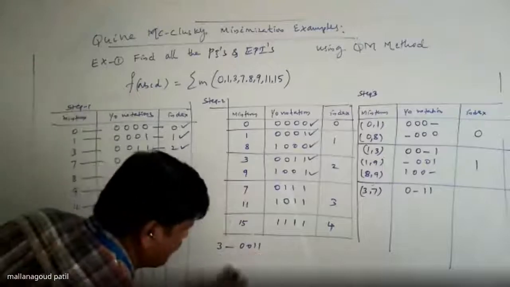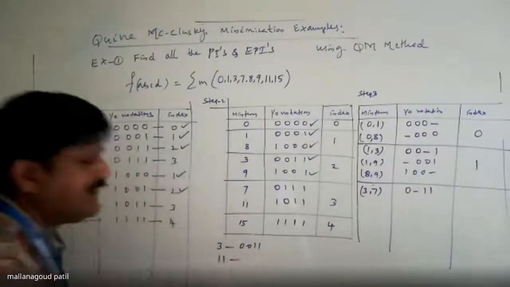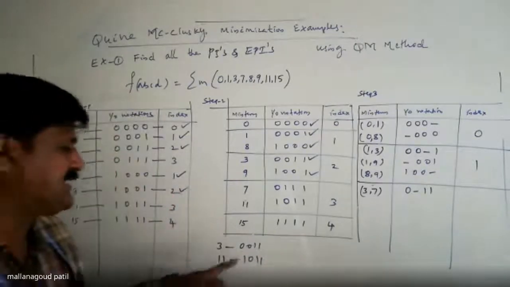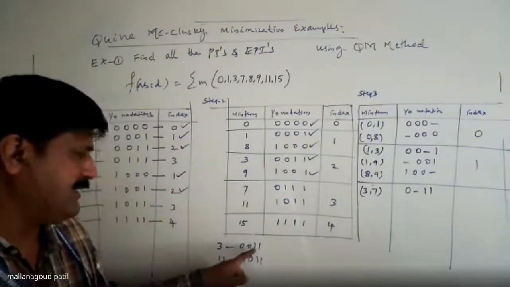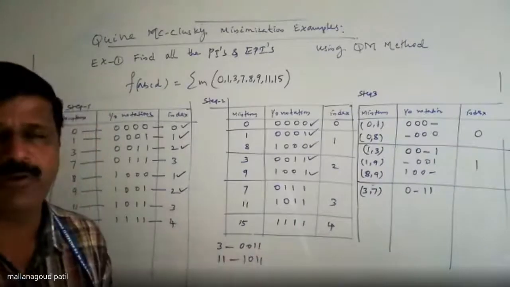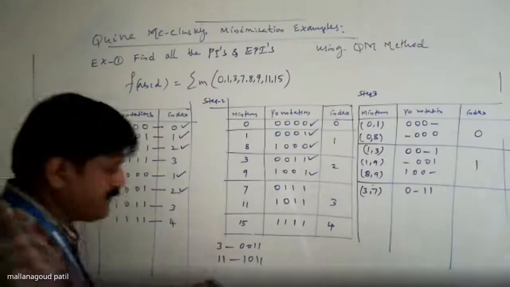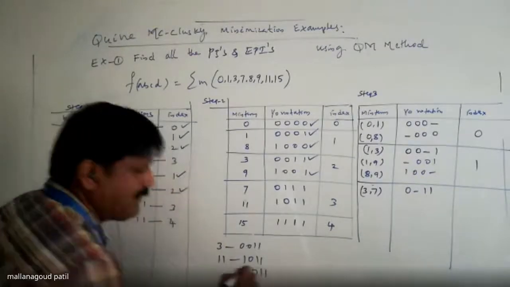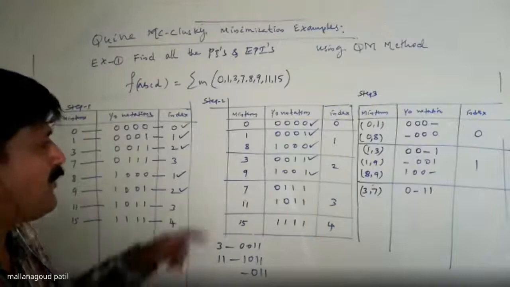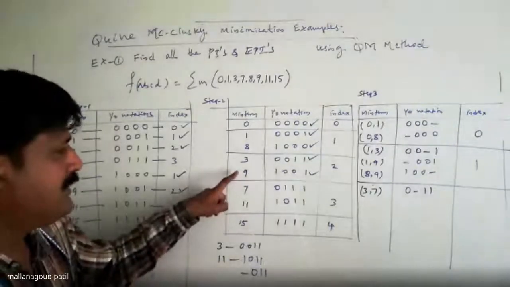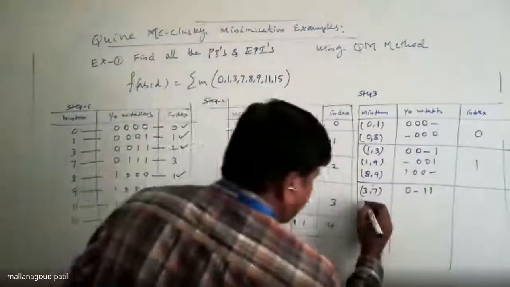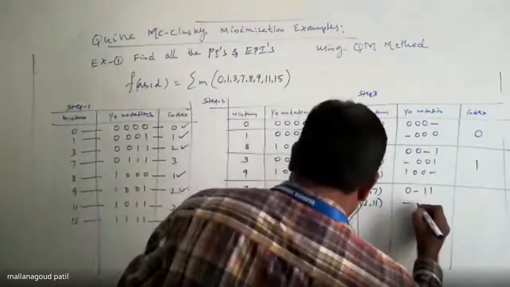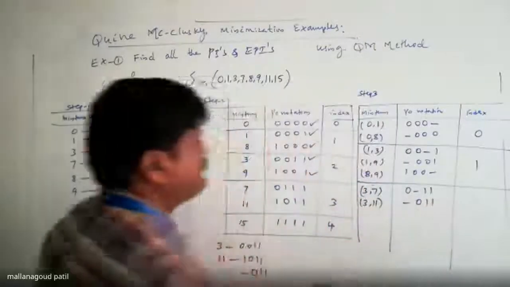Similarly, I can go for 3 and 11, since 3 and 7 is over. 3 and 11. The 11 representation will be 1, 0, 1, 1. Check it. Is it logical adjacent? Yes. Second, third, fourth bit is same for 3 as well as 11. Only the first bit differs. Then the representation will be dash, 0, 1, 1. Then what I have to do? 3 and 11, you can write 3, 11, and the representation will be dash, 0, 1, 1.